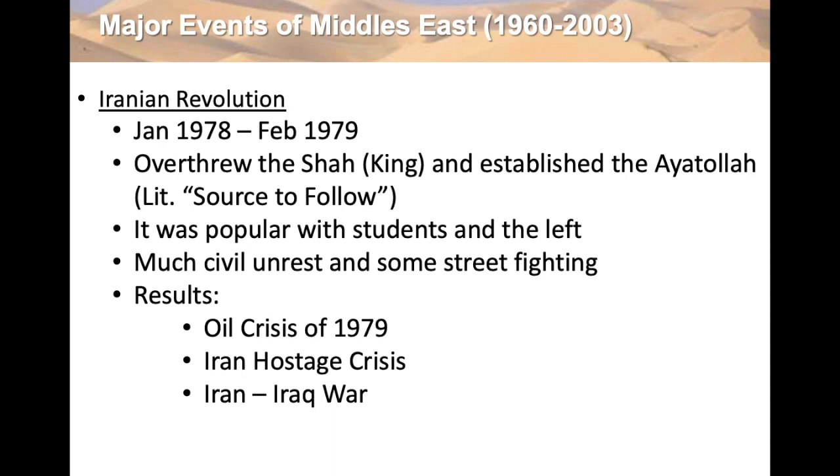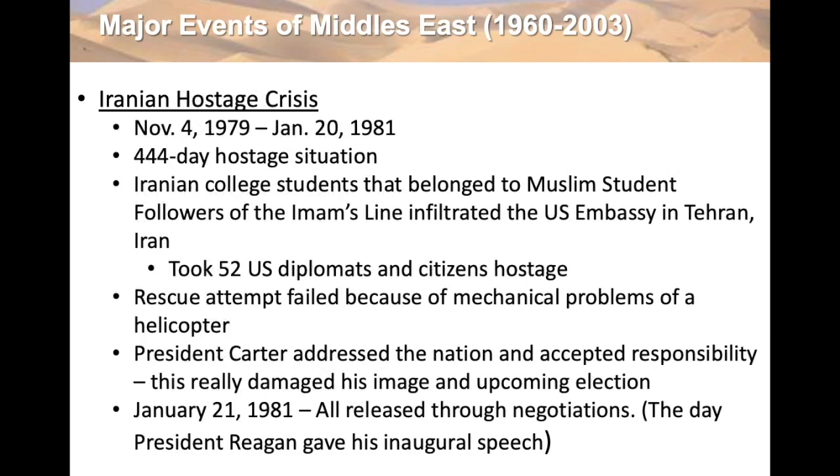There was much civil unrest. There was street fighting. And the revolution basically changed the type of government, and then that type of government would morph over time to basically being a military dictatorship led by the Ayatollah. It resulted in a couple of things. The first is the oil crisis of 1979, followed by the Iran hostage crisis, and then the Iran-Iraq war. So we'll go through these.